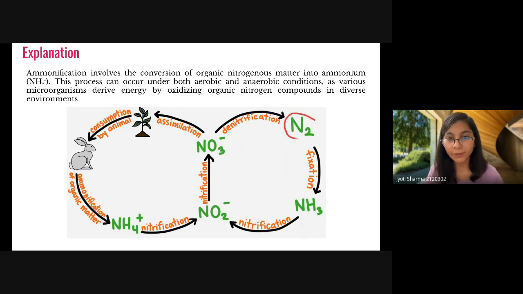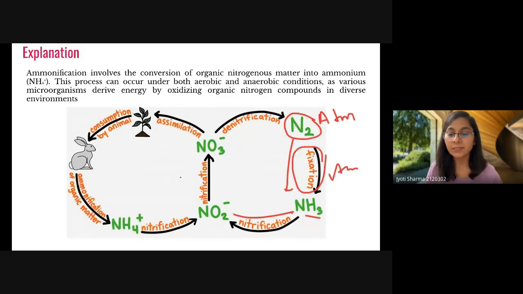So start from here. So this is N2 that we have in the atmosphere. In the atmosphere, using some bacteria, this N2 will be converted into NH3, and this is ammonification. This is ammonification because we are converting this N2 to NH3. Then we have again some bacteria, a different type of bacteria, that will change this NH3, that is ammonia, to nitrite, and then nitrite to nitrate, and this process is nitrification.